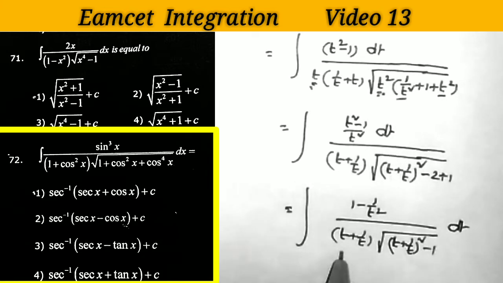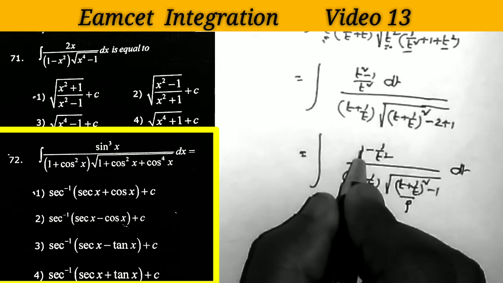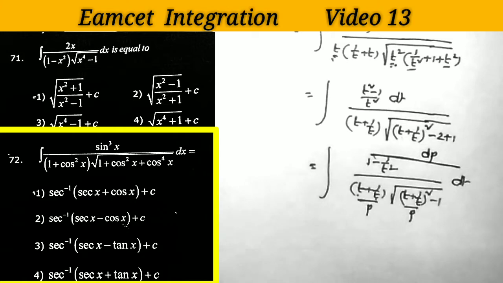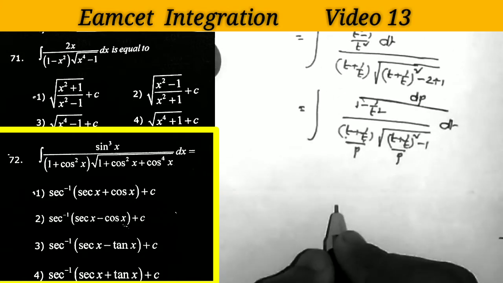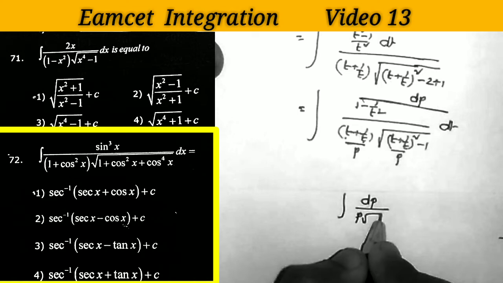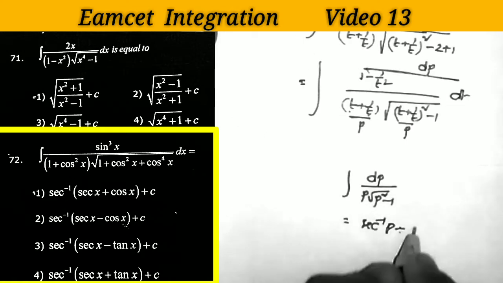Okay, now I take this total value as equal to p here. Then what is the p derivative? The derivative of t plus 1 by t is 1 minus 1 by t square. Then this total value becomes dp. Okay, now the next step is continuation. Integral dp by p into square root of p square minus 1. The integral of 1 by p square root of p square minus 1 is secant inverse p plus c.